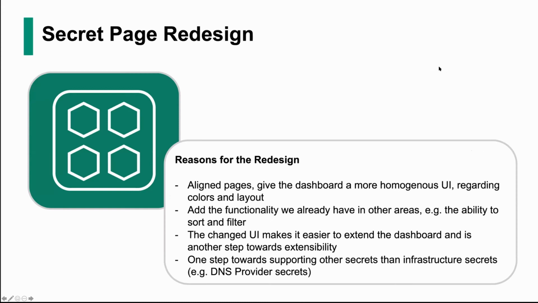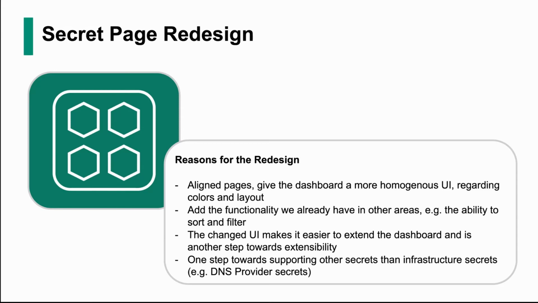You may ask why we did this. There are several reasons. The first reason is that we wanted to align. With this latest release, we now have all pages aligned. Everywhere where we have lists, we use a table. We have everywhere the same features like sorting, filtering and paging, and we also wanted to make it easier to add new infrastructures to the dashboard. You now need fewer components if you want to add a new infrastructure.